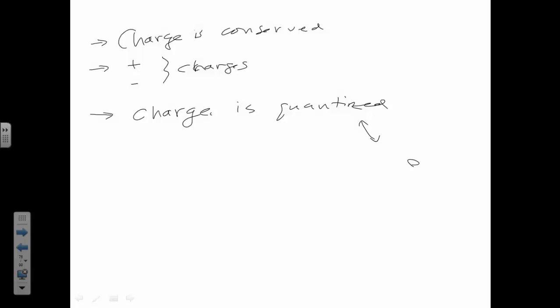So in atoms we've got protons, neutrons, and electrons. Our little simple model of an atom has a nucleus, and this cloud of electrons around the atom. These are the fundamental building blocks of matter: protons, neutrons, electrons.